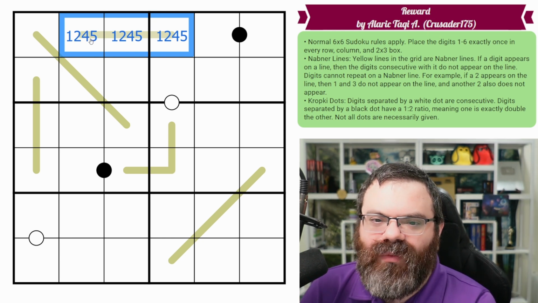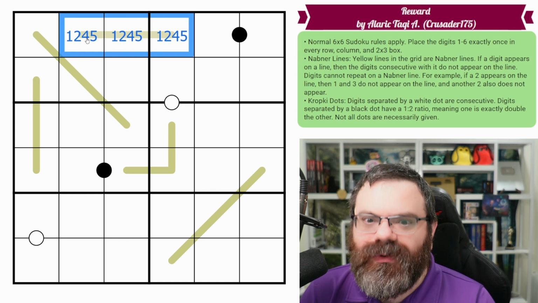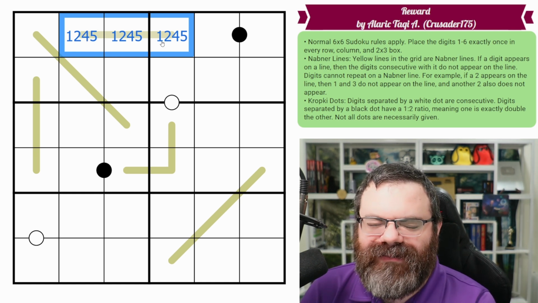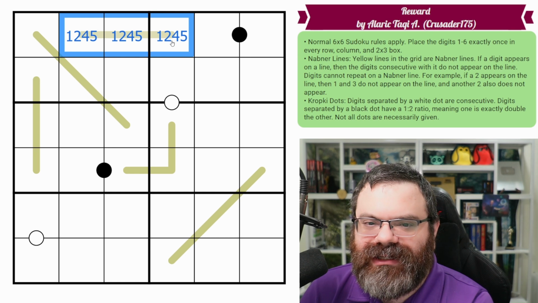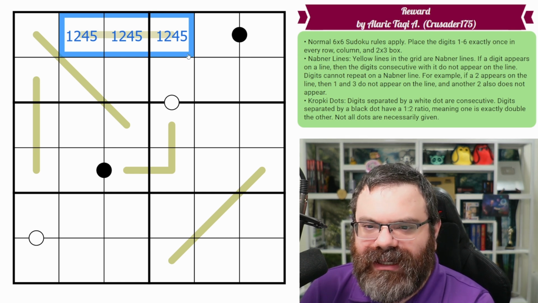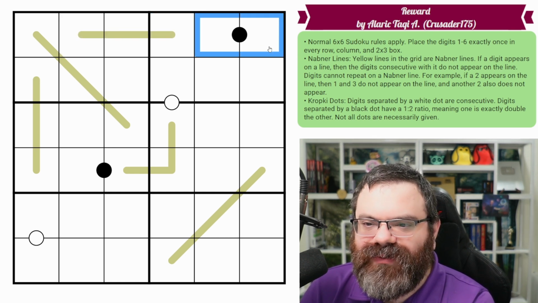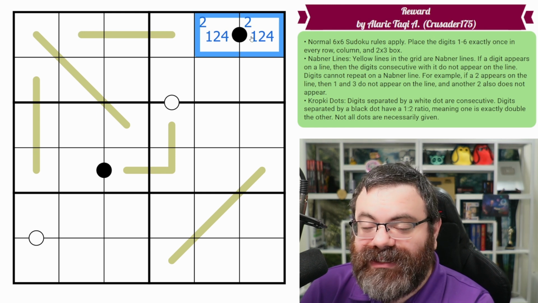So I can have one from 1, 2 and one from 4, 5, but not the other one because they're consecutive. So I can't fill all 3 of these with just 1, 2, 4, 5. So this line will have a 3 or a 6 on it at least. That's true of all of our Nabner lines. And so this can't be a 3, 6 pair. So this is from 1, 2, 4, and it definitely contains a 2.